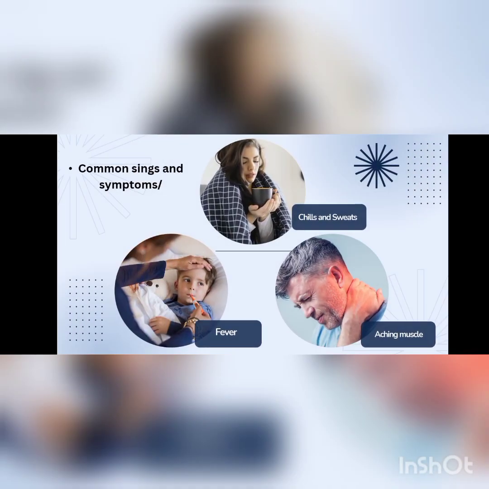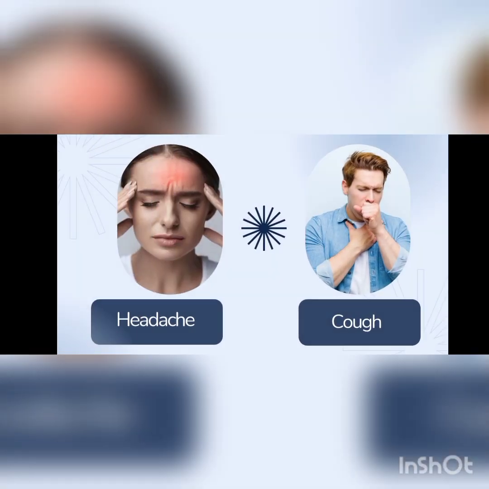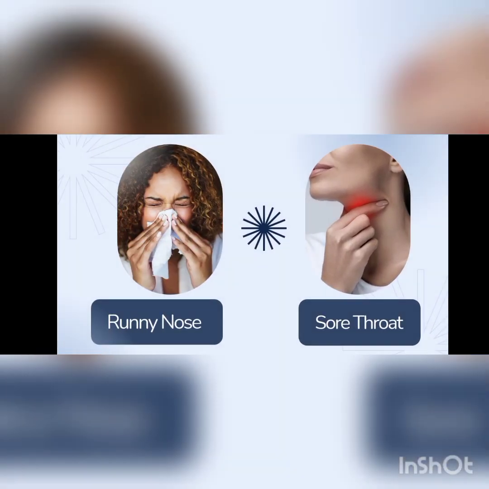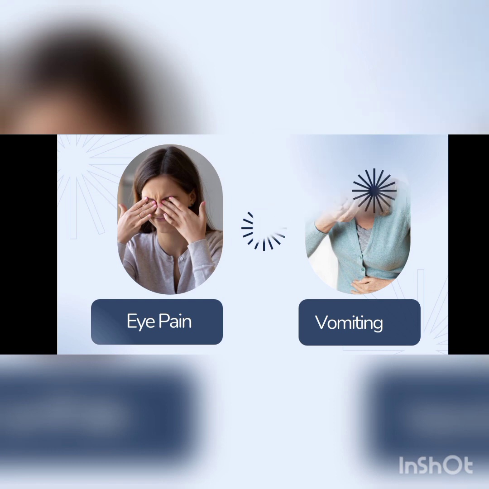The common signs and symptoms of influenza are fever, meaning your body temperature is more than 39 Celsius, chills and sweats, aching muscles, headache, and cough, which may be productive or dry. Also runny nose, sore throat, eye pain, and vomiting or diarrhea.